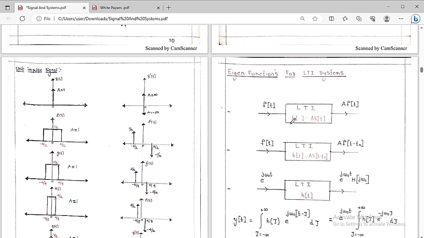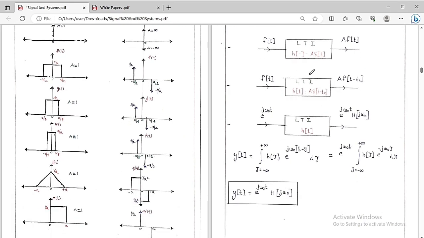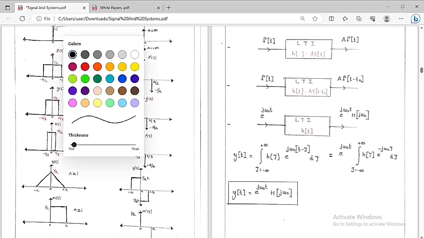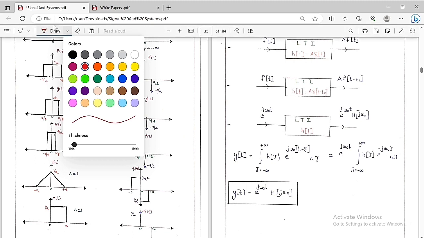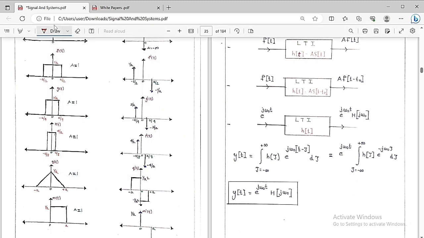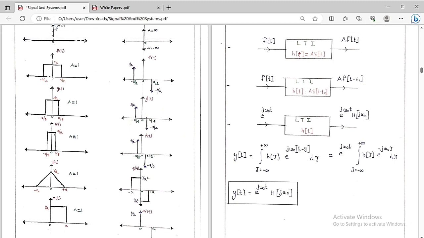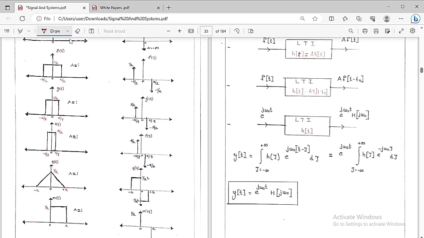And I am going to assume for this LTI system the impulse response h of t is equal to a into delta of t. So whenever h of t is equal to a into delta of t, we can say this is a static system, right? Whenever the impulse response is equal to a into delta of t, we say it is basically a static system.